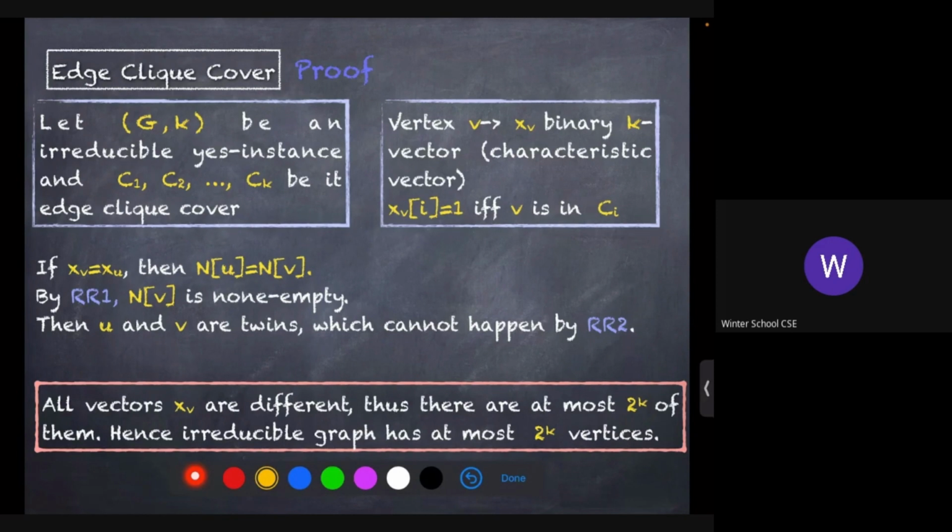So this means that there are at most 2 to the k vectors. And this means that there are at most 2 to the k vertices in the graph. Right? This means that this irreducible graph has at most 2 to the k vertices. That's it.